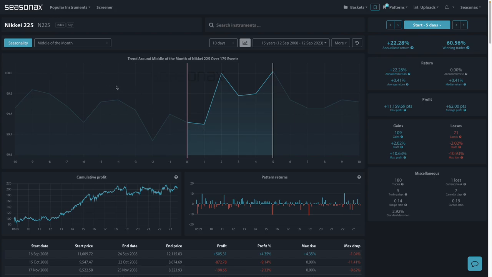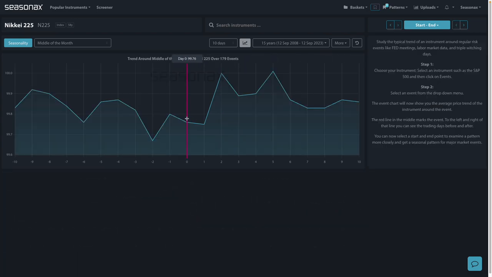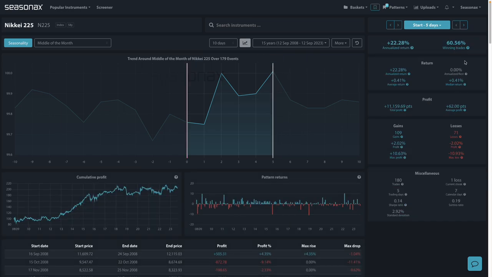The Nikkei, for instance, if you look at the first 2 days after the turn of the month, has an average return of 0.29% for 52.52 points and a 61.11% winning trade percentage. Furthermore, if you extend that out to the next 5 days after the turn of the month, you can see that the winning bias is still around 60%. And the average return increases up to 0.41%.